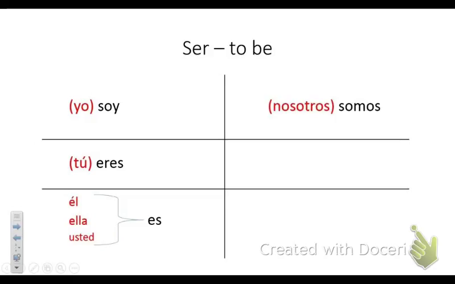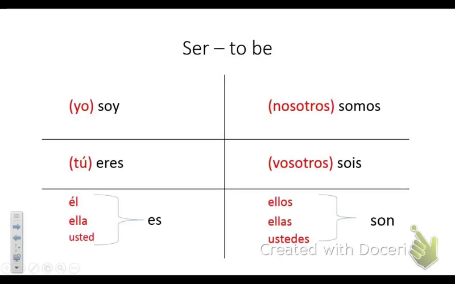On the right hand side we have nosotros somos, vosotros sois. Once again, those are the only pronouns that match up with those conjugations, so I put the pronouns in parentheses so you don't have to use them. But this box, it is more beneficial to use the pronouns so that way people understand you a little bit better. So we have ellos son, ellas son, ustedes son. Okay, so we have soy, eres, es, somos, sois, son.